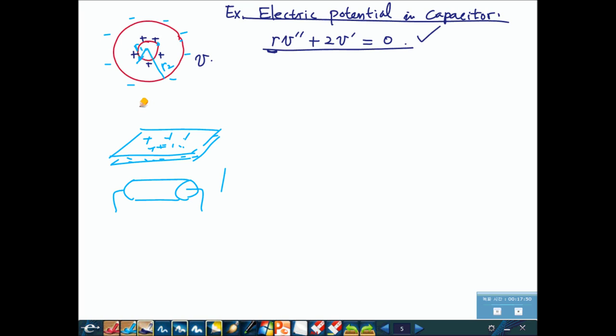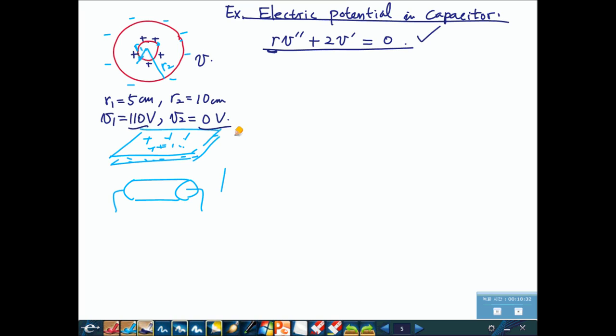By the way, we have 2 boundary conditions. One is R1 is 5 centimeters, and our R2 is 10 centimeters. At R1, the voltage is 110 volts, and at R2, V2 is 0 volts. That's the convention: the plus charge we say is positive voltage, and the negative charge we say is 0 volt.